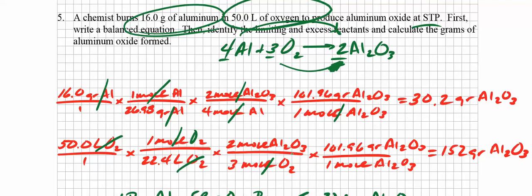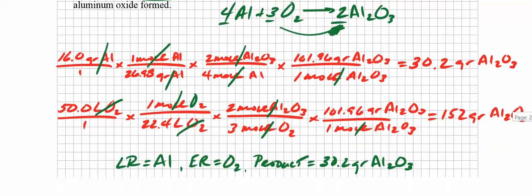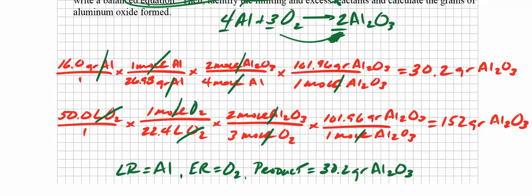Now I'm going to convert that to grams. Moles of aluminum oxide, moles of aluminum oxide. I'm left with grams of aluminum oxide. That's 101.96 per mole. When I multiply across the top and divide by what's on bottom, what I find is 152 grams of aluminum oxide. Now it's time for me to do my comparison.